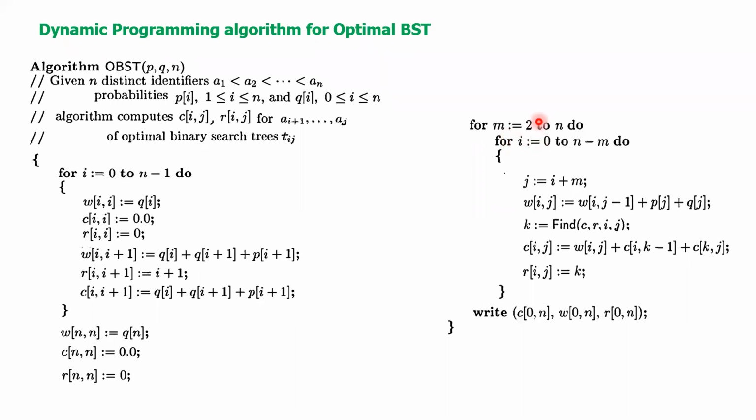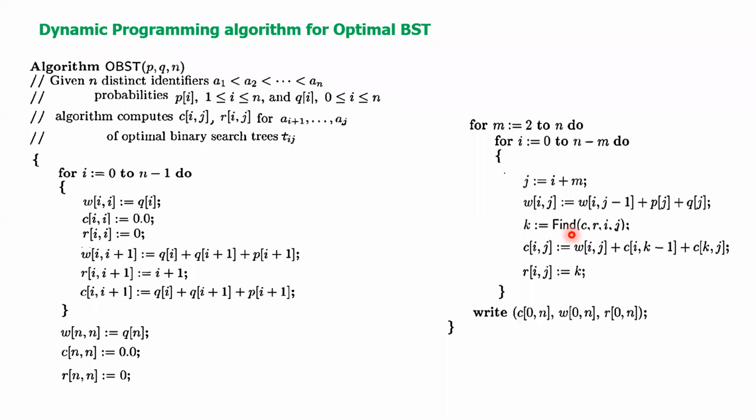Okay, so there is a nested loop. You are going to calculate the costs. You are going to calculate the roots. It's the general formula, the recursive formula that we took. C of i, j is equal to C of i, k minus 1 plus C of k, j plus weight of i, j. But we have to take minimum values here, and for taking minimum values, I'm using the find algorithm.